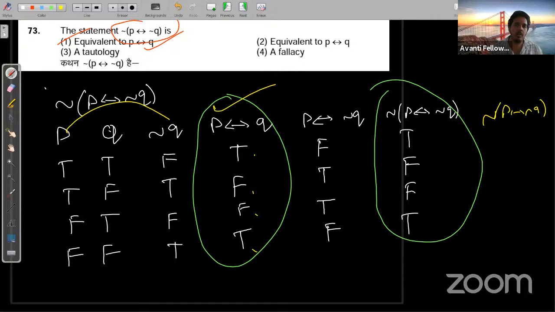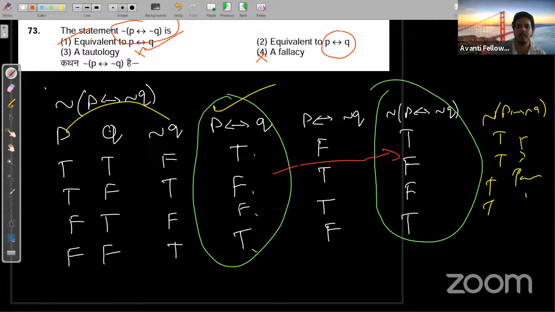As here not everything is true. If all T's come, then it is a tautology. If all F's come, it is a fallacy. So it is not option 3 and option 4. And the only thing to check is P double implies Q. We are getting the same. Both are same. T and F in the last one.